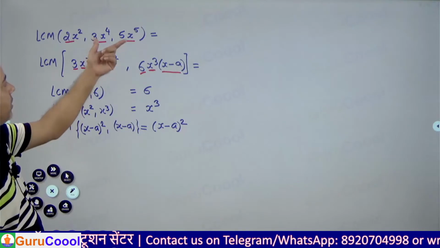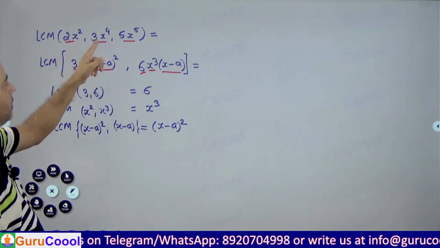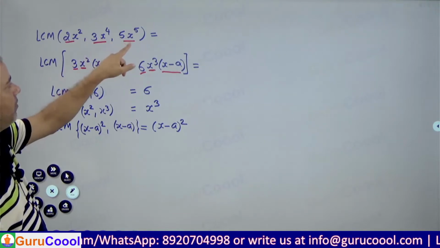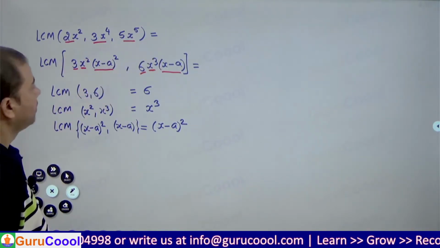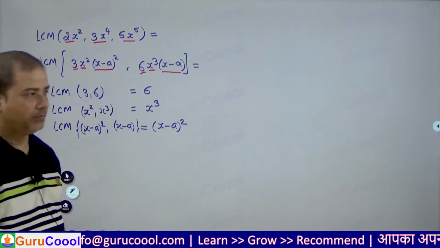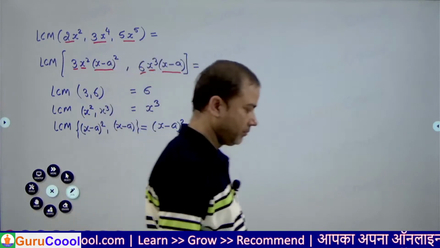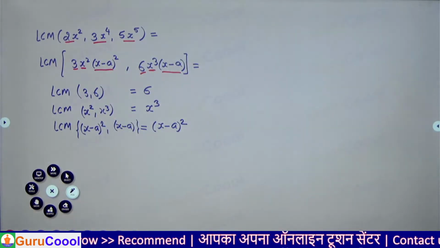Now think of the first question. You have to take LCM of 2x square, 3x power 4, 5x power 5. Try to write. Tell me what is LCM? Sir, 30x power 5.